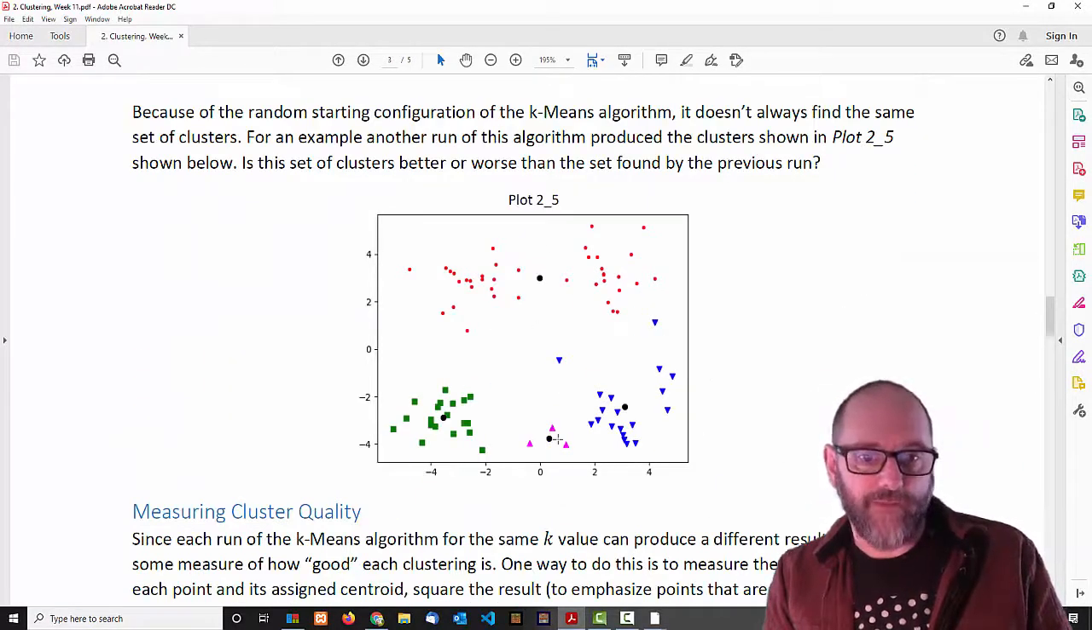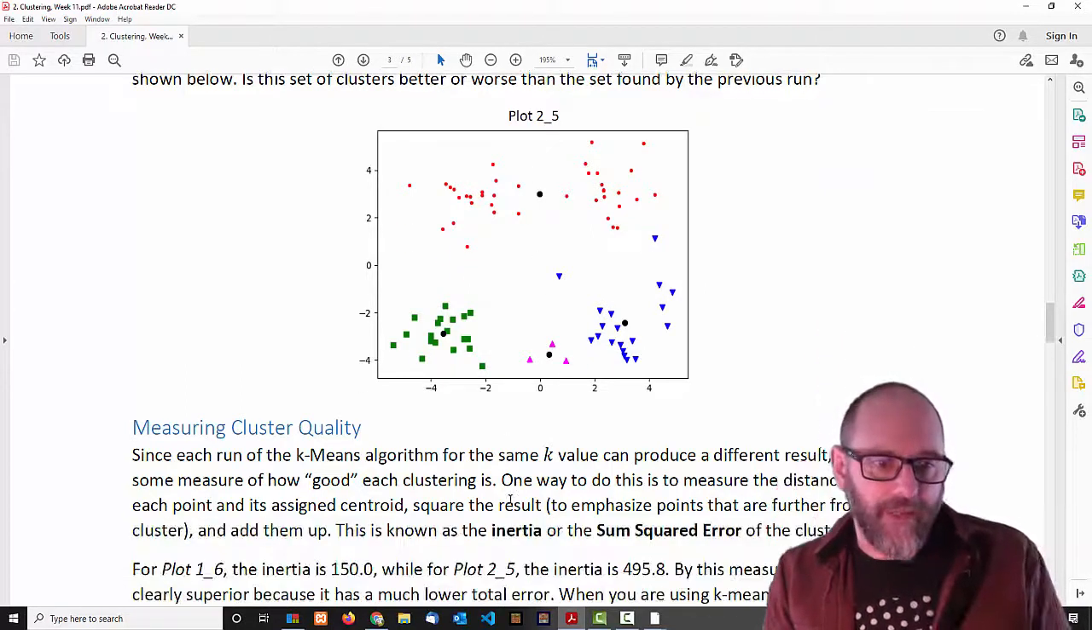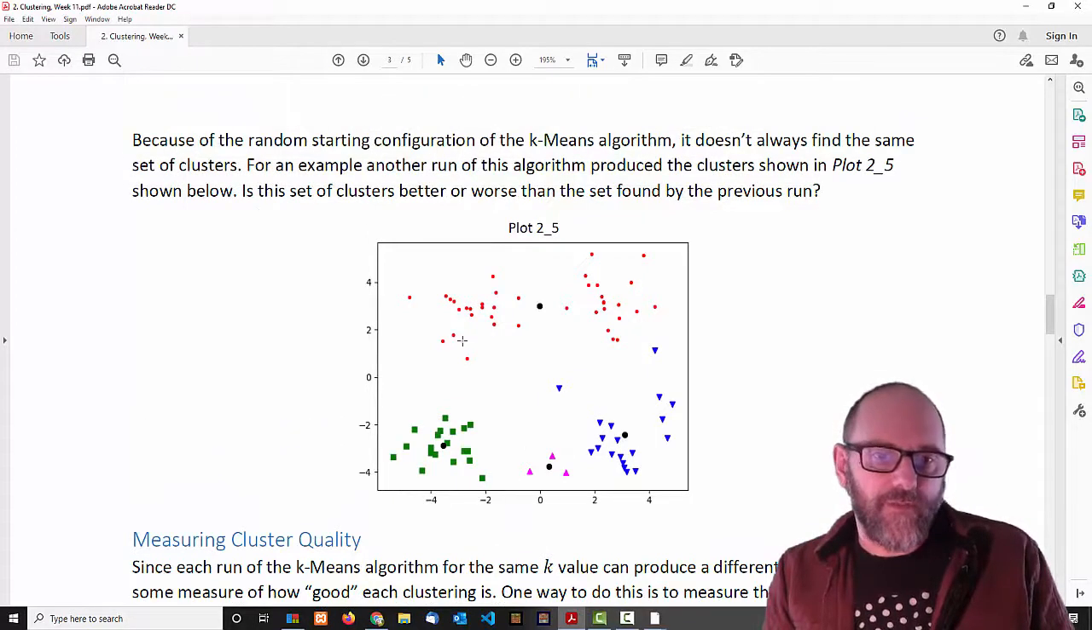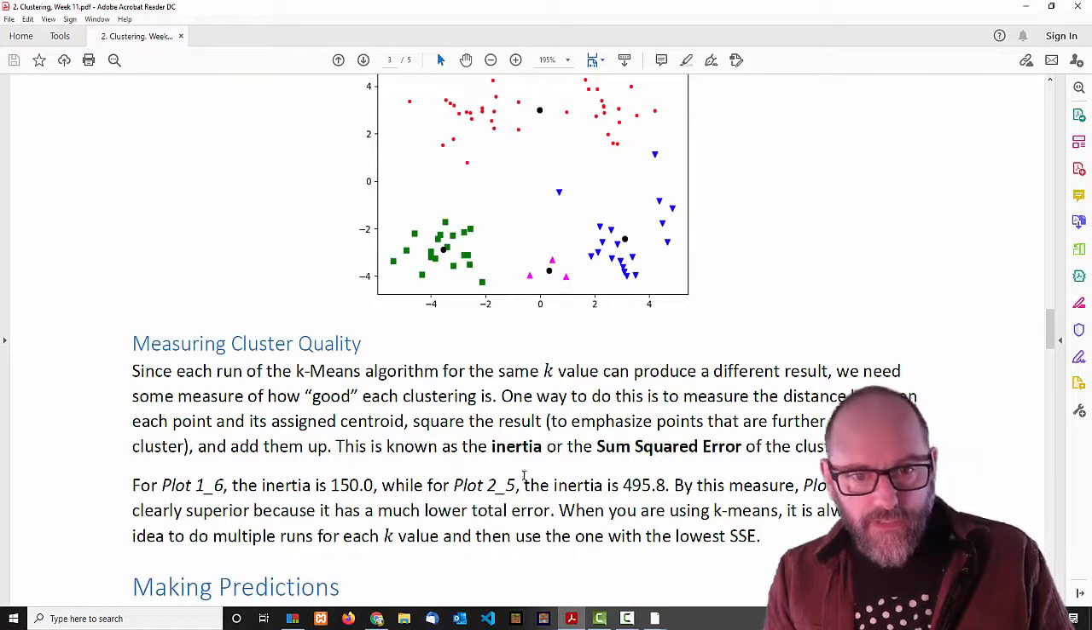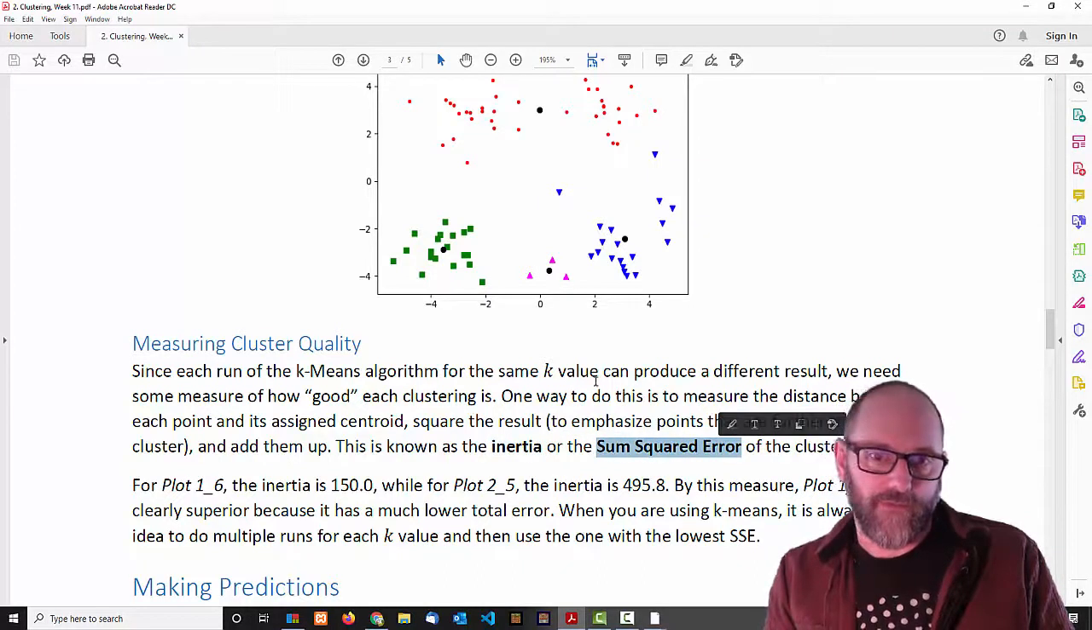So here's an example of a bad one, right? I mean, we know it's bad. Again, we know it's bad because we know that there's supposed to be 4 clusters, but this one turned out this way. Okay, and we also saw in my runs there were some bad ones as well. But the question is, we can eyeball it and say, yeah, that's no good, but we need some measure of cluster quality. And so what we do is we use this thing called the inertia, or the sum squared error of the clusters.